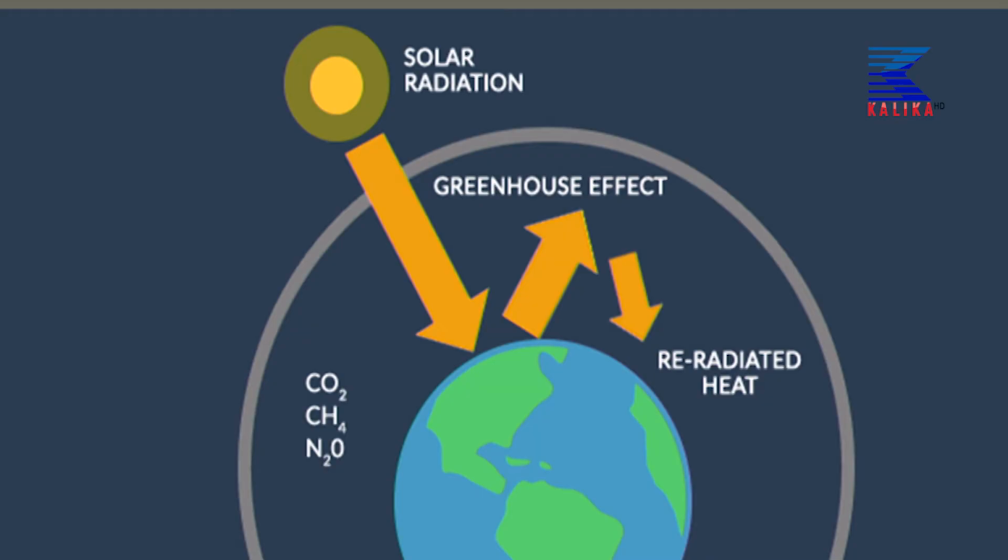That is the mechanism. So for the greenhouse effect, it's better to have a look at this picture. Solar radiation comes to the earth, and the earth has the atmosphere with carbon dioxide, methane, nitrous oxide, and the earth radiates the heat, and the earth absorbs the heat, causing the higher temperature. That's called the greenhouse effect or global warming.